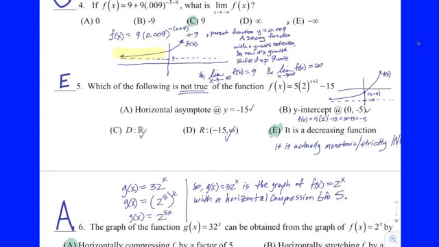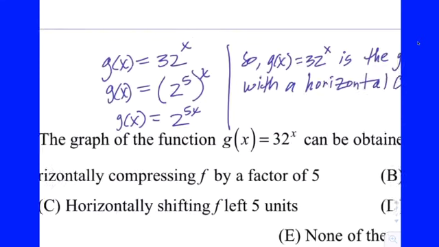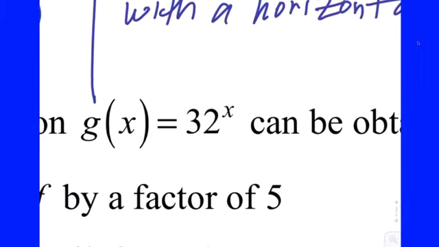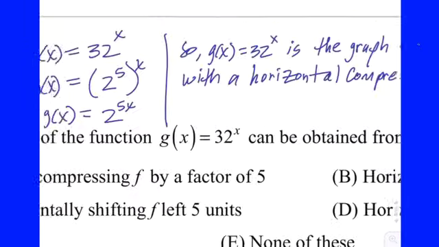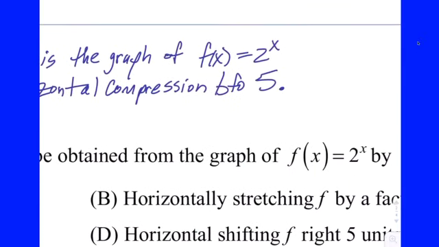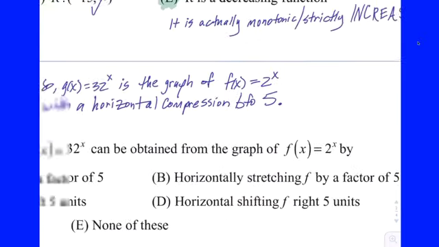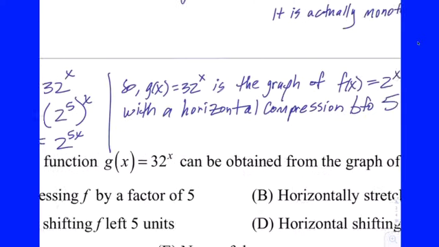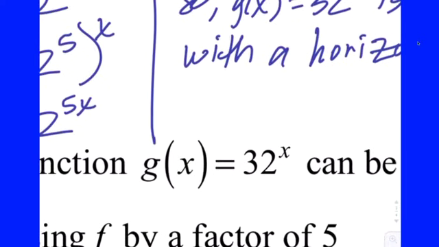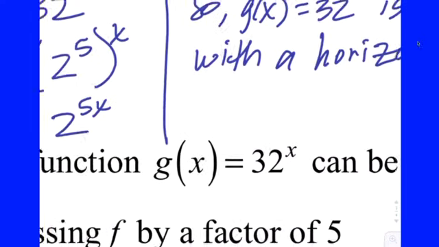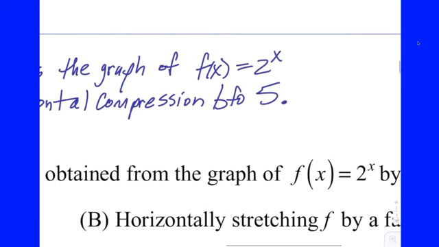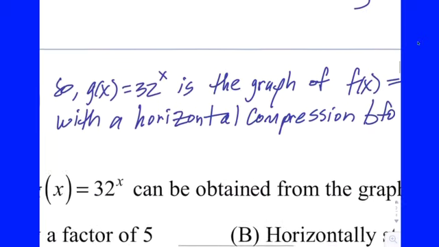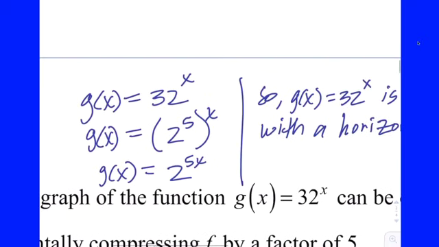Number 6, the graph of the function g of x equals 32 to the x power can be obtained from the graph of 2 to the x by what? The way to do this one is to begin with the end in mind. Start with 32 to the x and see if you can write it in terms of base 2. Well, we chose one that was kind of easy.